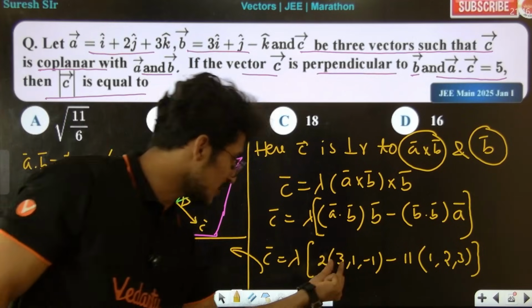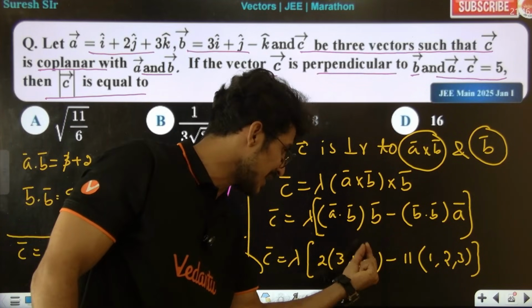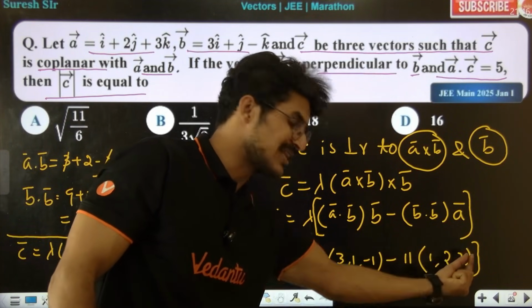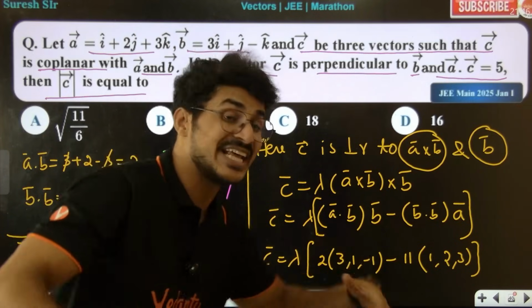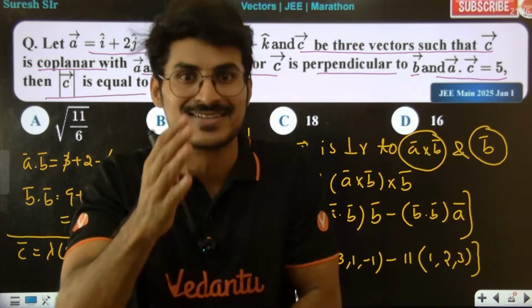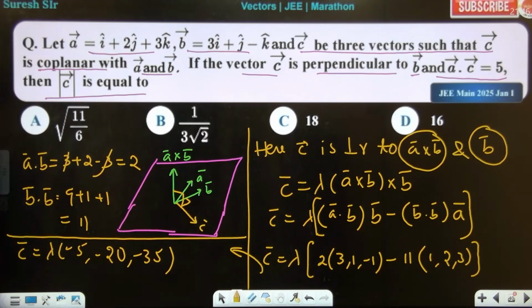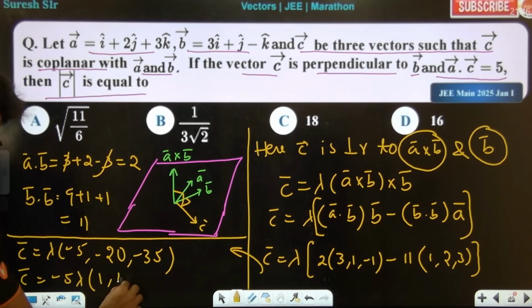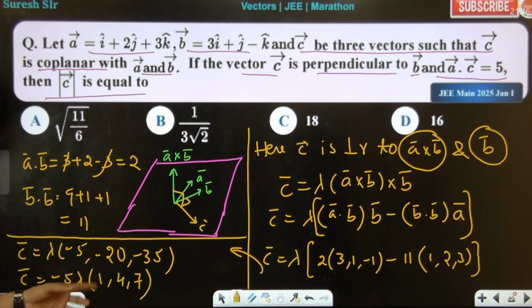What is the meaning of this dot? 3i cap plus j cap minus k cap, i cap plus 2j cap plus 3k cap. That is how they have given it. I am writing in short style to make the calculation easy and do things faster. Okay? So I just wrote like this. Now C vector has come. If I take minus common, C vector is minus 5 lambda (1, 4, 7), that is i cap plus 4j cap plus 7k cap. Okay?